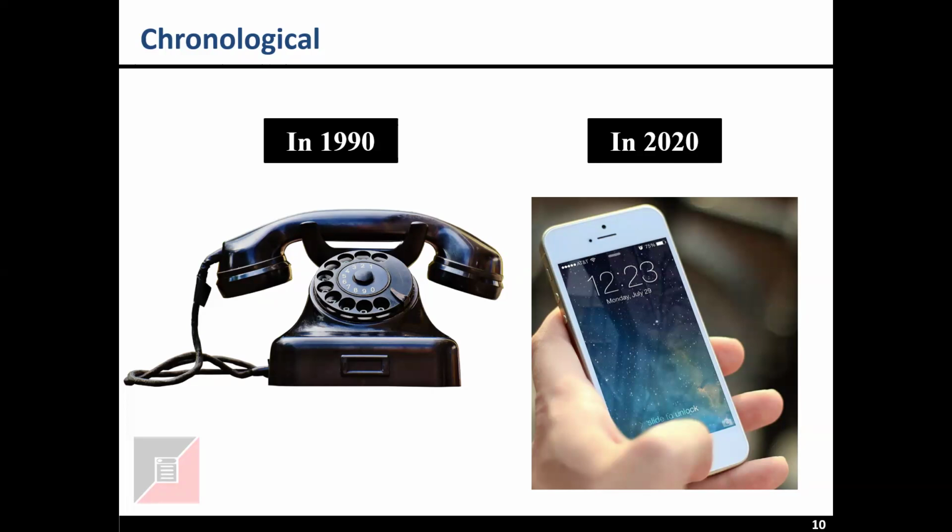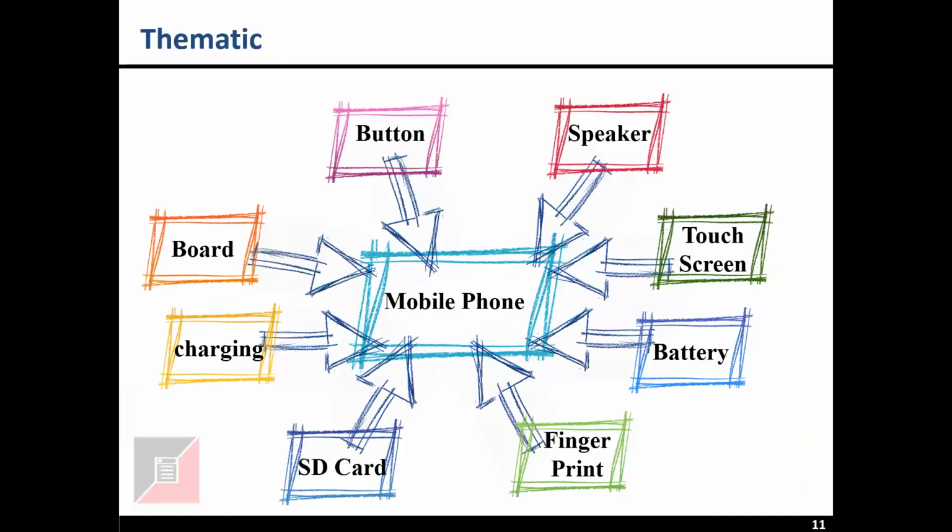This is also easy, but more than this, the thematic way of writing the literature review is easy. What is thematic? I have a mobile phone. That mobile phone consists of multiple parts, or we call them themes: motherboard, charging, SD card, fingerprint, battery, touchscreen, speakers, button. Now, you are going to do research on speaker. Then go in depth in the speaker. What are the other parts in the speaker?